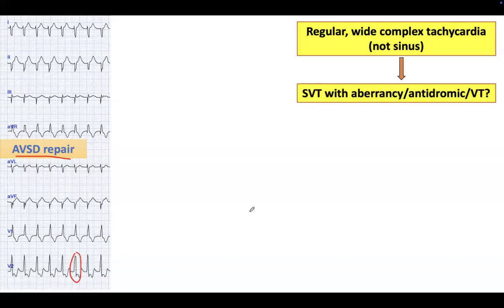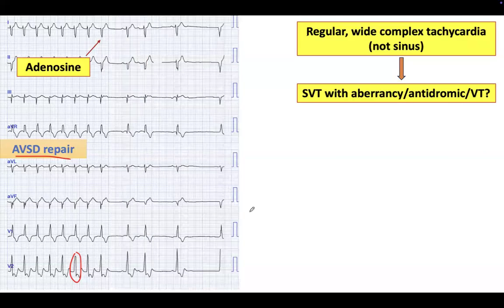Okay, your differential would be VT, of course, but the other differential would be SVT with aberrancy, like we just said, or antidromic SVT, right? Let's say you don't have a previous ECG, so you don't know whether it has WPW or not. These are your differential, okay? SVT with aberrancy, antidromic SVT, or VT. Because it's a regular rhythm, despite it being wide, you can still give adenosine, like we said before. So we gave adenosine, and then the tachycardia terminates, right? It terminates into what?